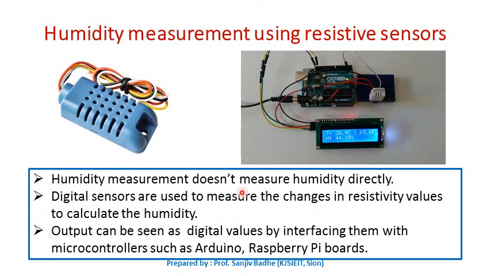These humidity sensors will not measure the humidity directly, but they will measure the changes in resistivity values, and then humidity is calculated. The output can be seen as digital values by interfacing these humidity sensors with the microcontrollers such as Arduino or Raspberry Pi boards. So this is the actual humidity resistive sensor, and this is where this humidity sensor is interfaced with the microcontroller to get the reading of humidity and temperature on a digital display.